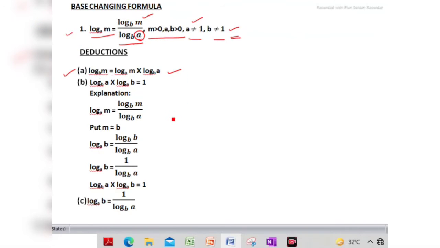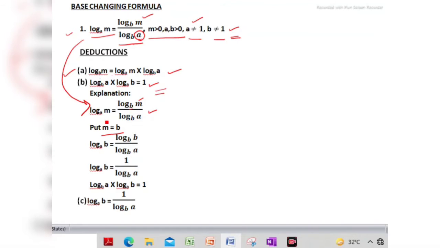Now the second deduction says that log of a to the base b into log of b to the base a is equal to 1. How did we get this? Let us see its explanation. From the formula we have log of m to the base a is equal to log of m to the base b upon log of a to the base b. Now in this formula, if I substitute the value of m equal to b, then what are the changes in the formula?